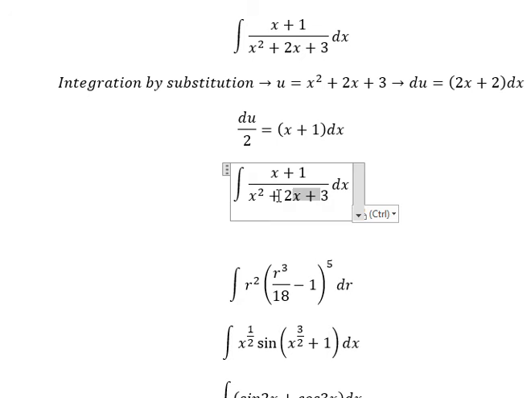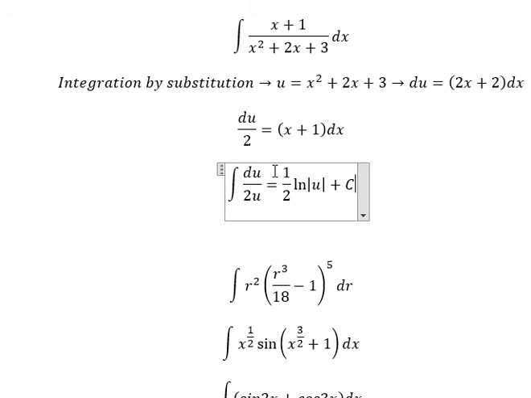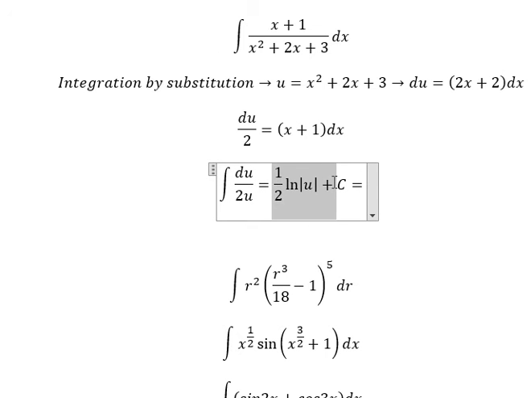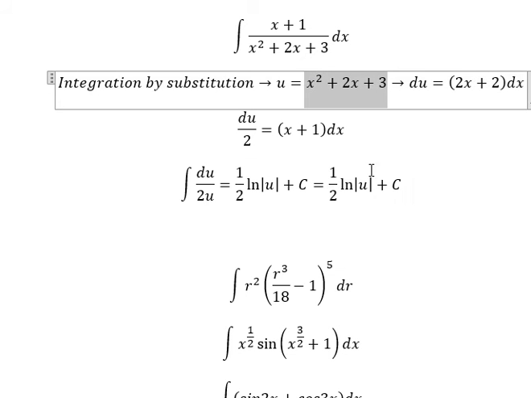So this one in here, we change for u. S plus 1 ds, we change for u over 2. So you got 1 over 2 ln of the absolute value of u plus c. Then u, that's this one.